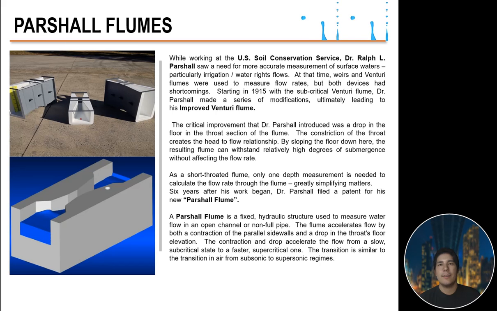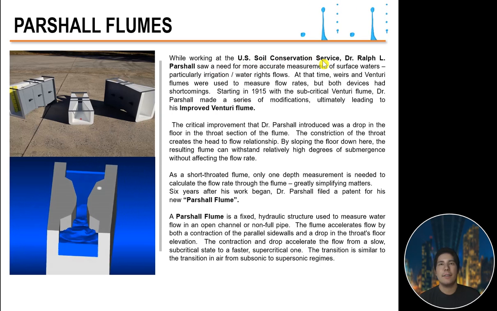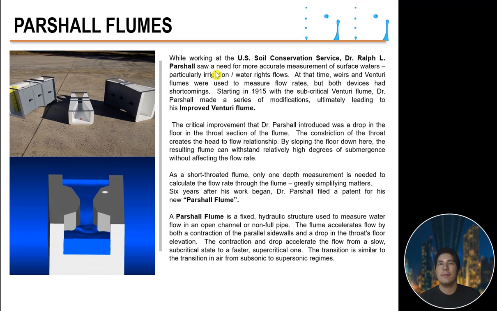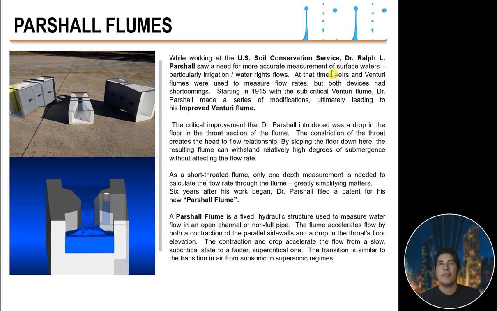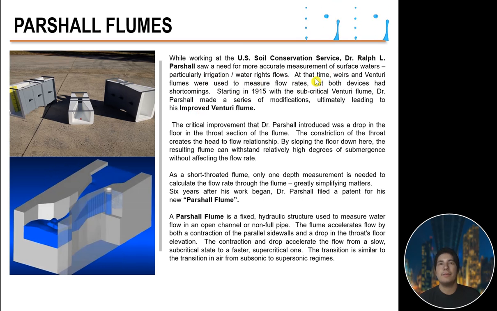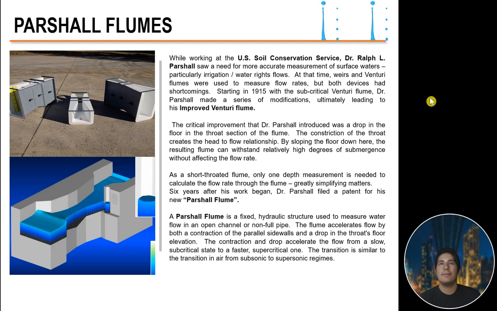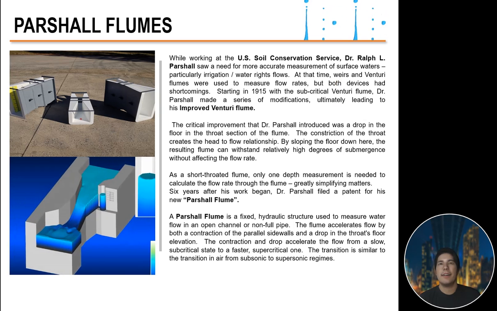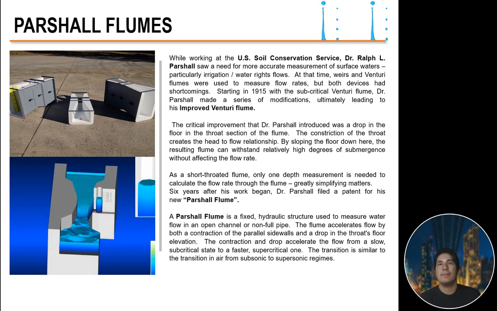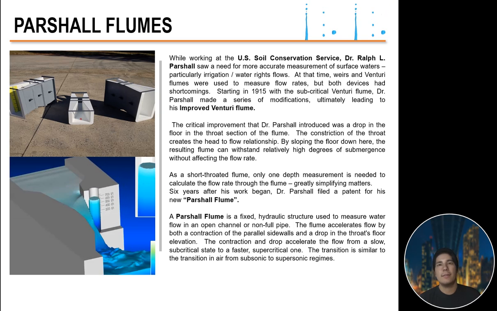So Parshall flumes. While working at the U.S. Soil Conservation Service, Dr. Ralph Parshall saw a need for more accurate measurement of surface water, no, particularly irrigation and water rights flow. At the time, weir and venturi flumes were used to measure the flow rates, but both devices had shortcomings. So starting in 1915 with a subcritical venturi flume, Dr. Parshall made a series of modifications, ultimately leading to his improved venturi flume.